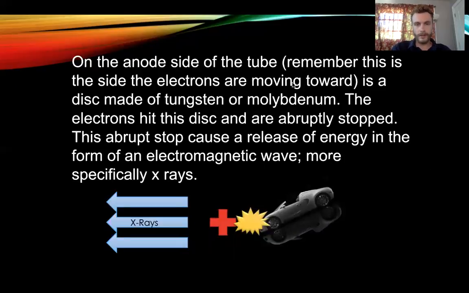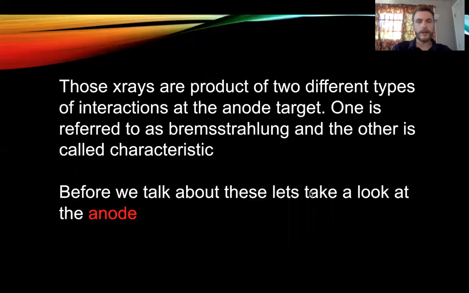So on the anode side of the tube, which is where the electrons are moving toward, is a small disk. The disk is made up of tungsten or molybdenum. The electrons hit the disk and are abruptly stopped. This abrupt stop causes a release of energy in the form of an electromagnetic wave, and more specifically, it's X-rays. So you see here we have the car, the electrons, hitting the anode and producing X-rays.